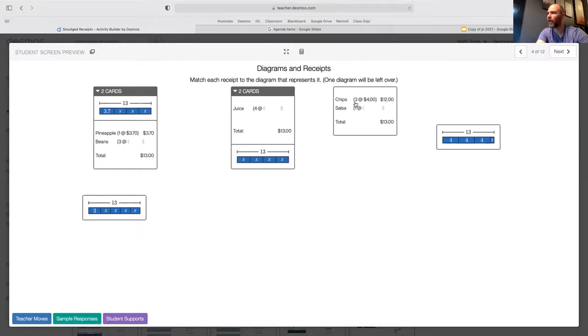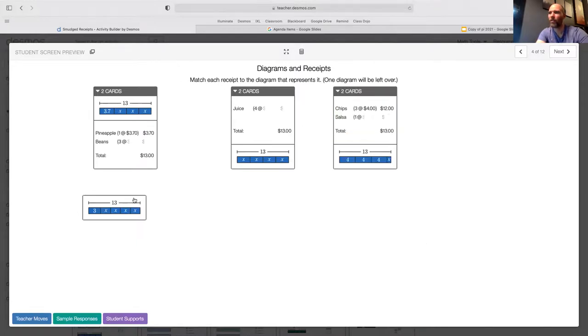And then the last one for the chips and the salsa, I need a card that has three things that cost $4 each and one unknown thing costing a total of $13. And I think that's this one here. So this one is a trick one. It does not match with any of these because there would have to be a card where something on it costs $3. There isn't. These two have three things in them, right? But not a price of $3.